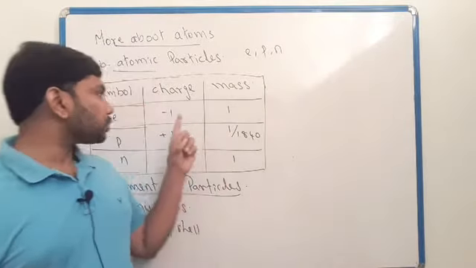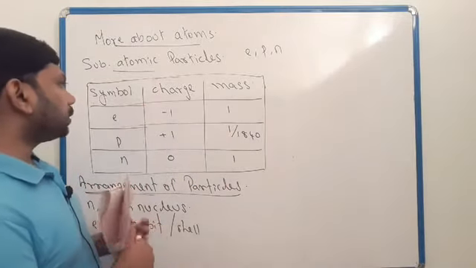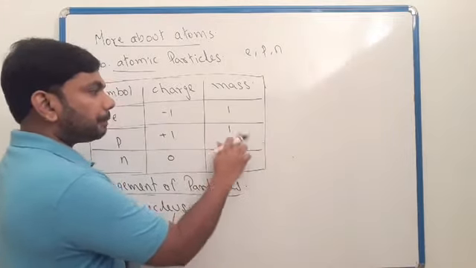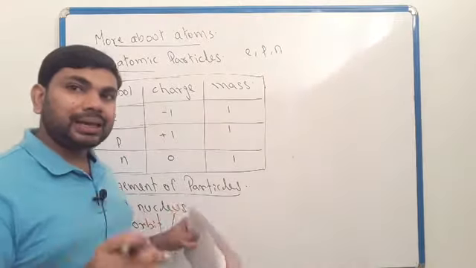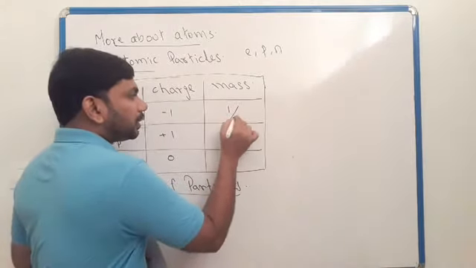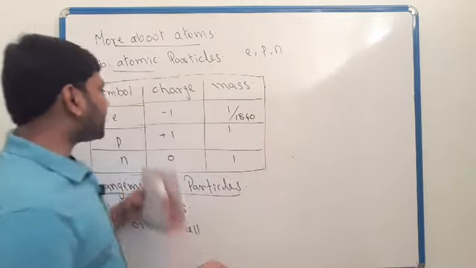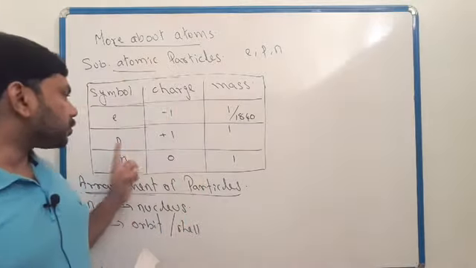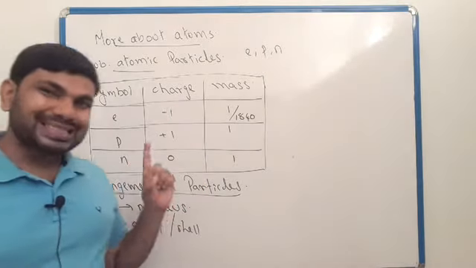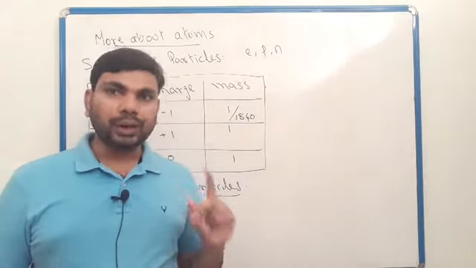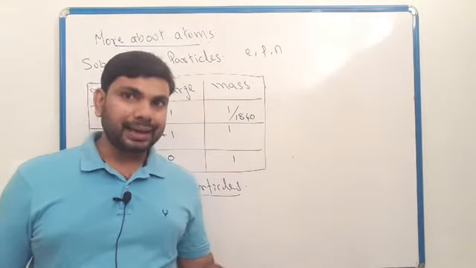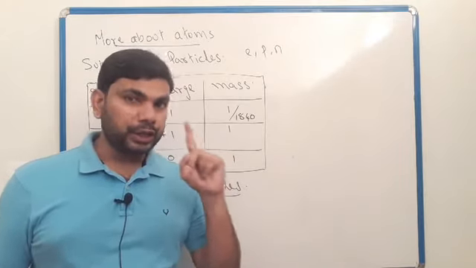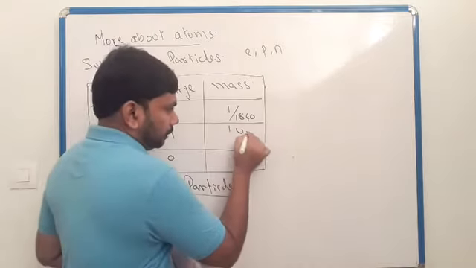After that, we have to understand the mass of electron, proton, neutron. Mass of proton is 1 and mass of electron is very small, 1 over 1840. The mass of electron is very small, very less mass. Mass of proton and mass of neutron are the same, 1 unit. Not 1 gram, not 1 kilogram. We have to say 1 unit.